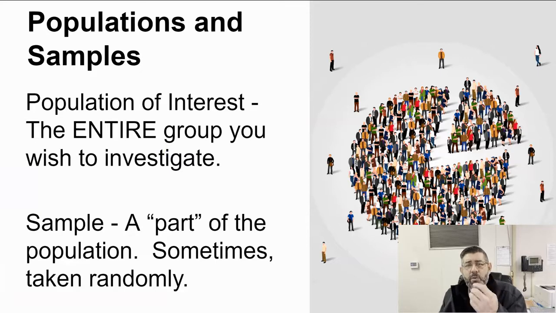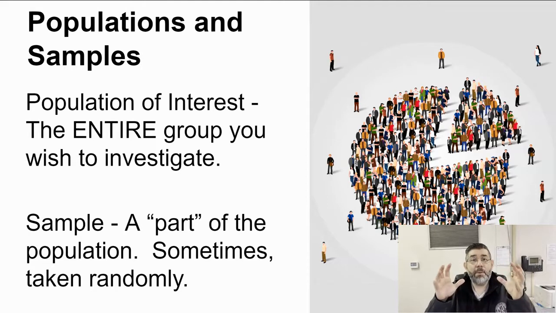The first thing we need to do when we gather data is we need to have a population of interest. So a population is the entire group that we're interested in knowing something about. So let's suppose that in my MSG study here, I'm interested in knowing if MSG gives headaches, and I want to know if it gives headaches to people ages 18 to 45. That's my population of interest.